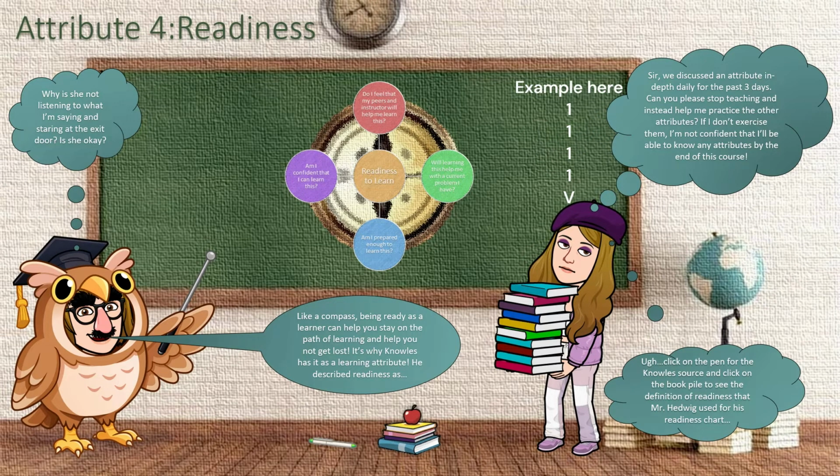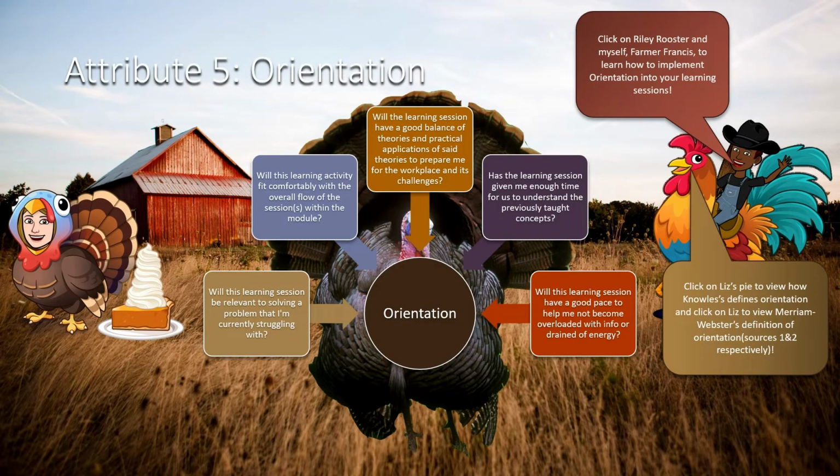So make sure you are ready and comfortable with the module and know the pacing, because if you are, learners will be too. Orientation is Malcolm Knowles' most difficult attribute to understand, as well as the fifth attribute to understand. Why? Because orientation is a mix of the two previous attributes I just discussed, as well as the next attribute that we're going to discuss, motivation.